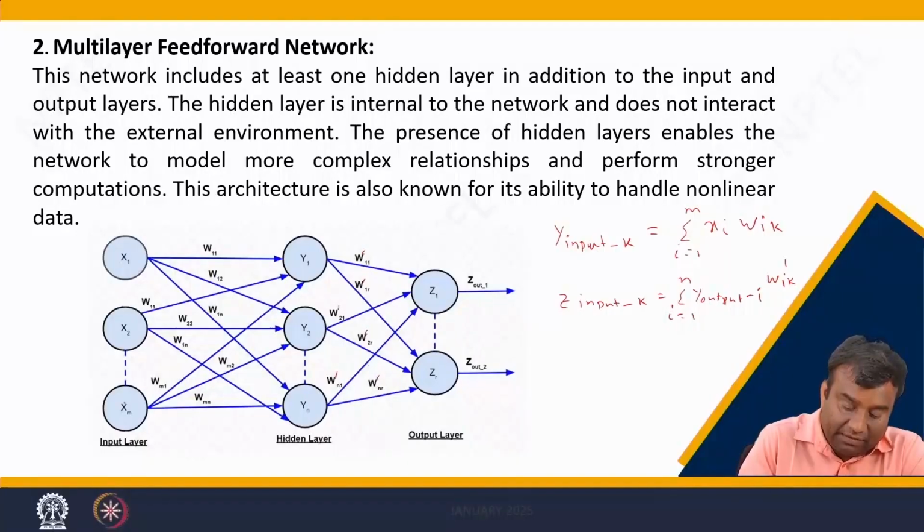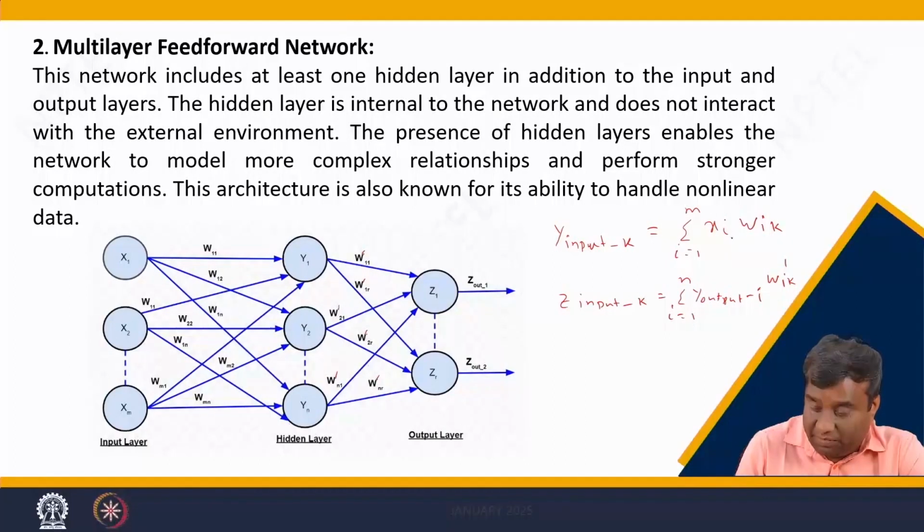So there is the input layer, x1 to xm, the hidden layer y1 to yn, then the output layer, that is 1 to r, z1 to zr. So here the y_ink is the summation of i equal to 1 to m of x_i into w_ik. Z_in is the summation of i equal to 1 to n of y_out_i into the weight w_ik dash. So these are the weights here.